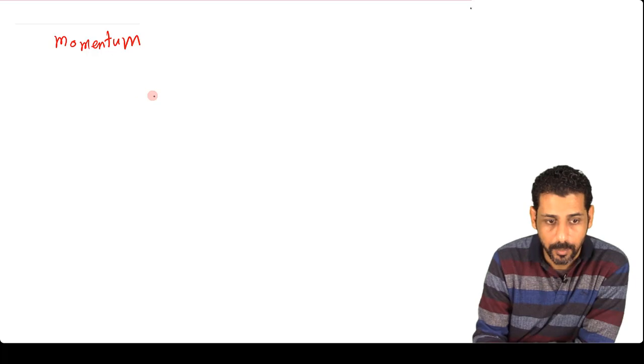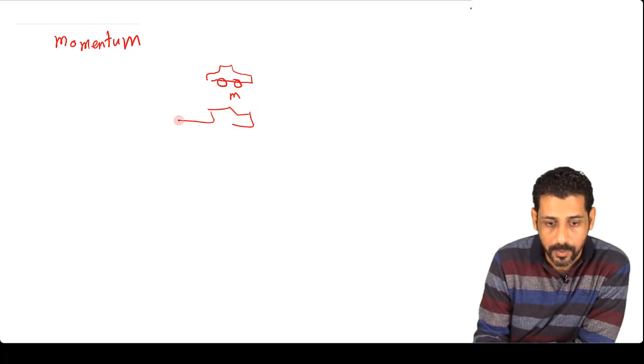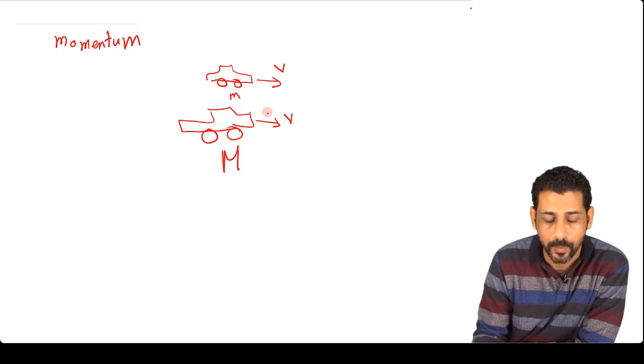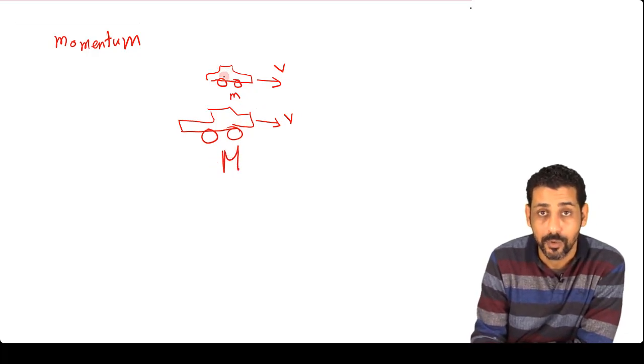So what is momentum? If you have two cars, one has a small mass and the other one is a truck. Say, for example, this one has a certain velocity and the other one has the same velocity, and this one has a big mass. So which one do you think is easier to be stopped?